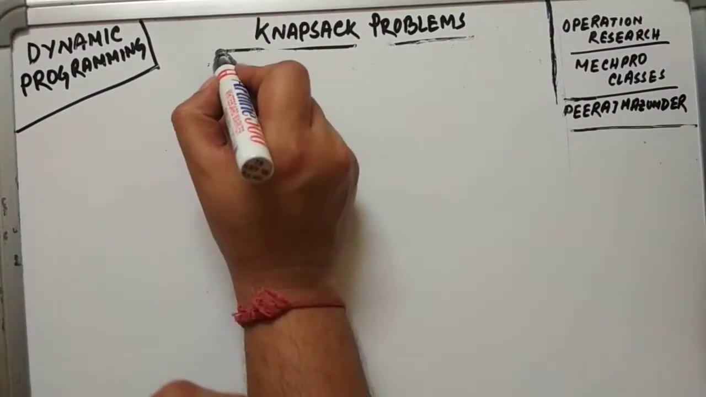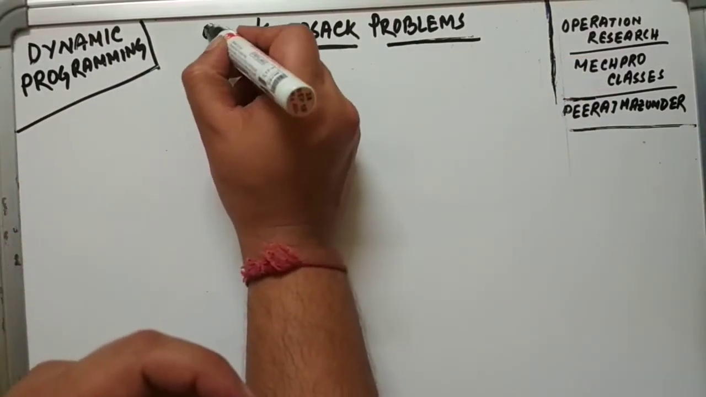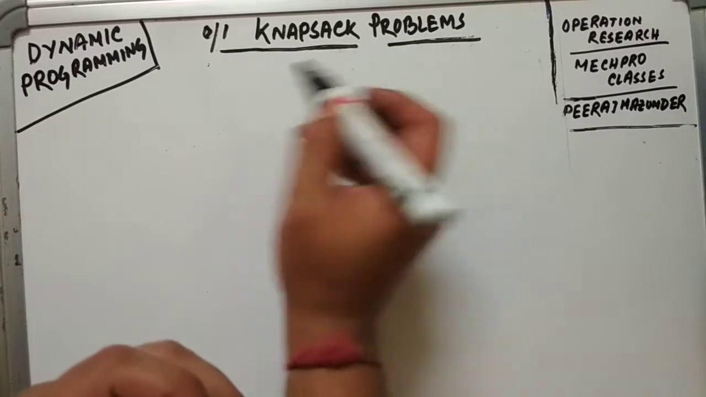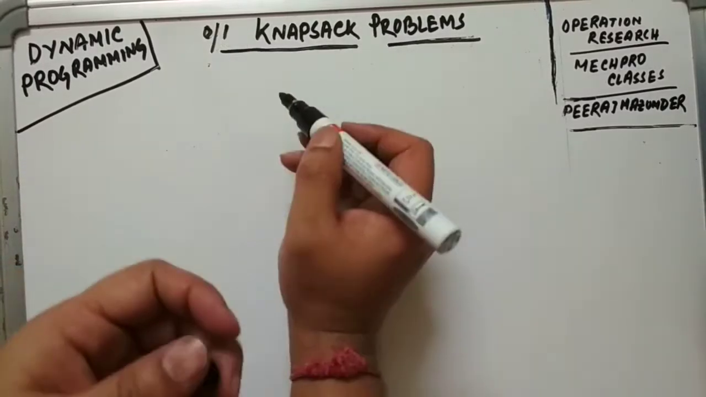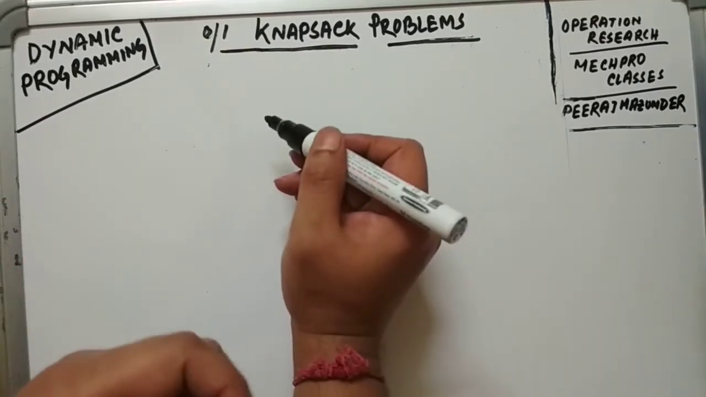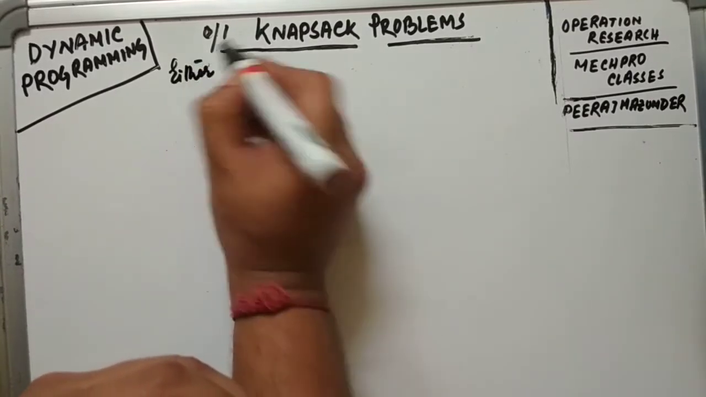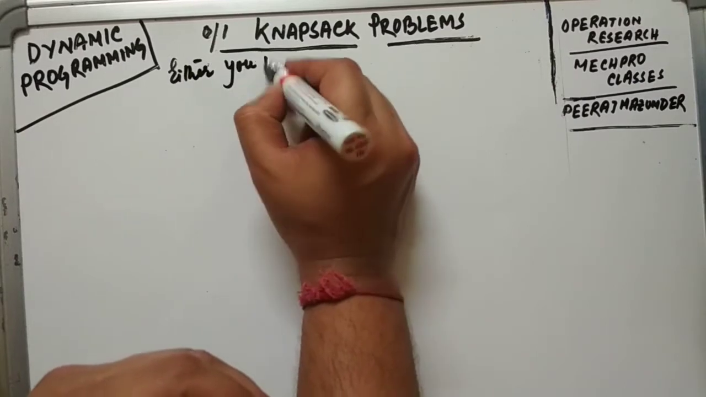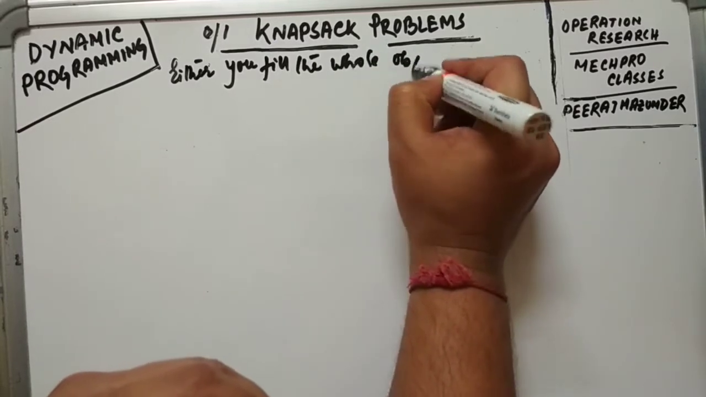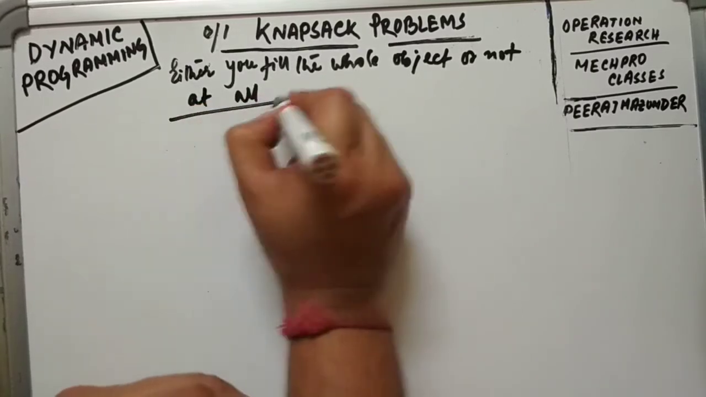Now let us consider another form of this particular problem. You can say it as a 0-1 knapsack problem. What is this 0-1 knapsack problem? In binary coding, 0 means nothing and 1 means positive 1, that is we are having something, a value. So 0 is null, you can say. This 0-1 knapsack problem says either you fill the whole object or not at all. So this is the 0-1 knapsack problem.